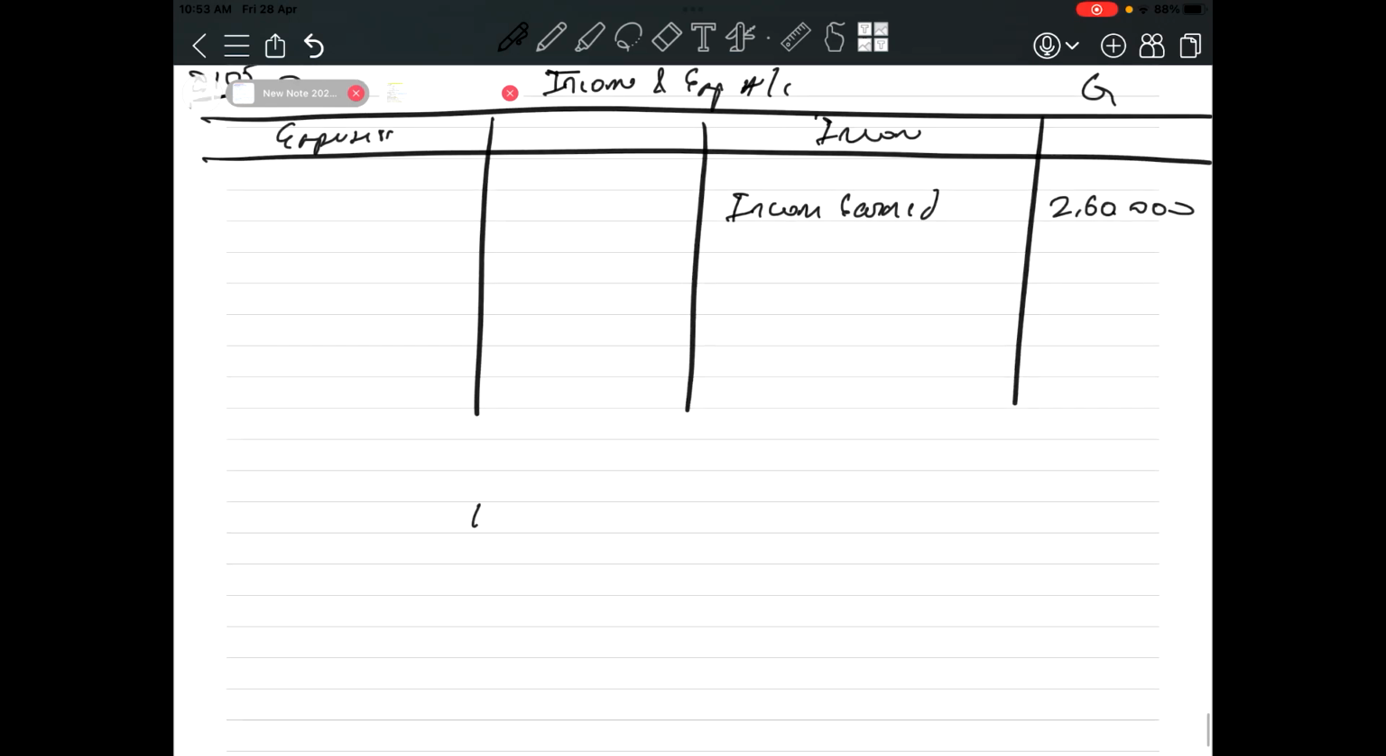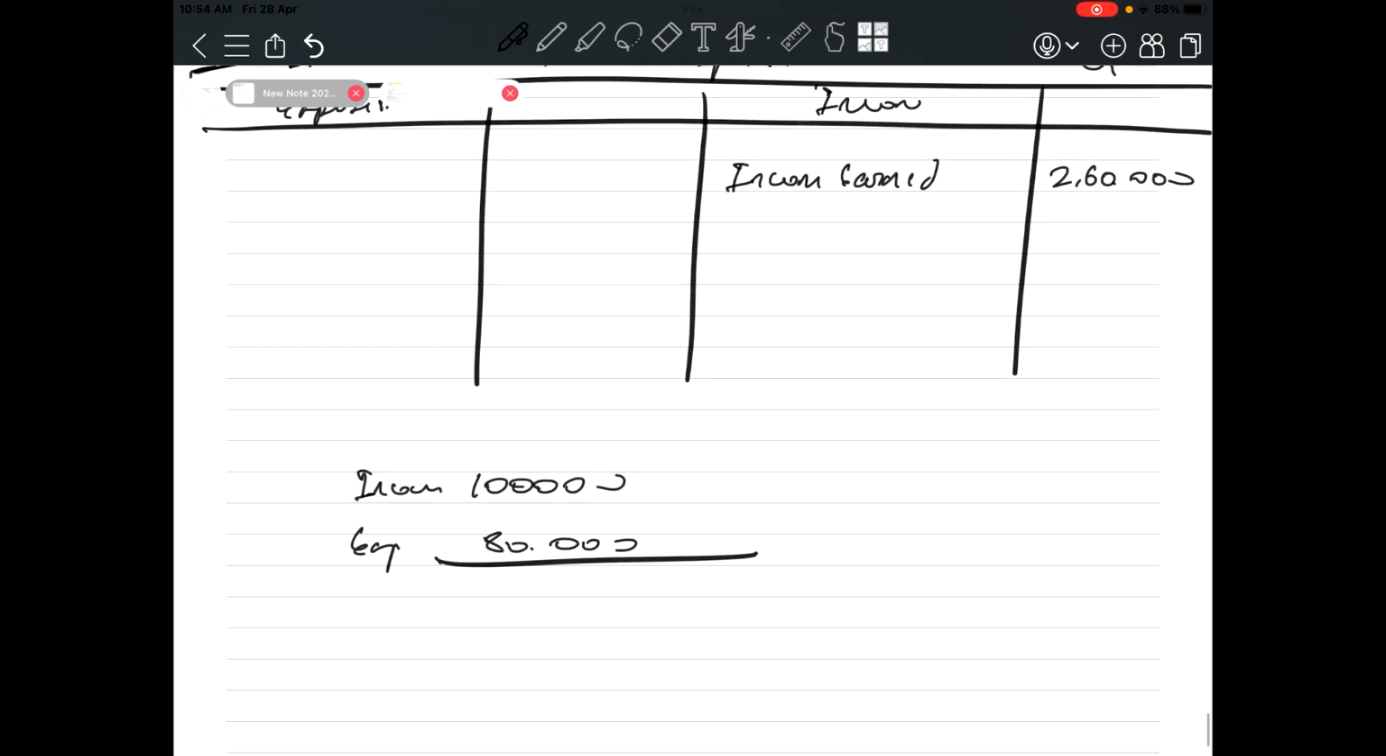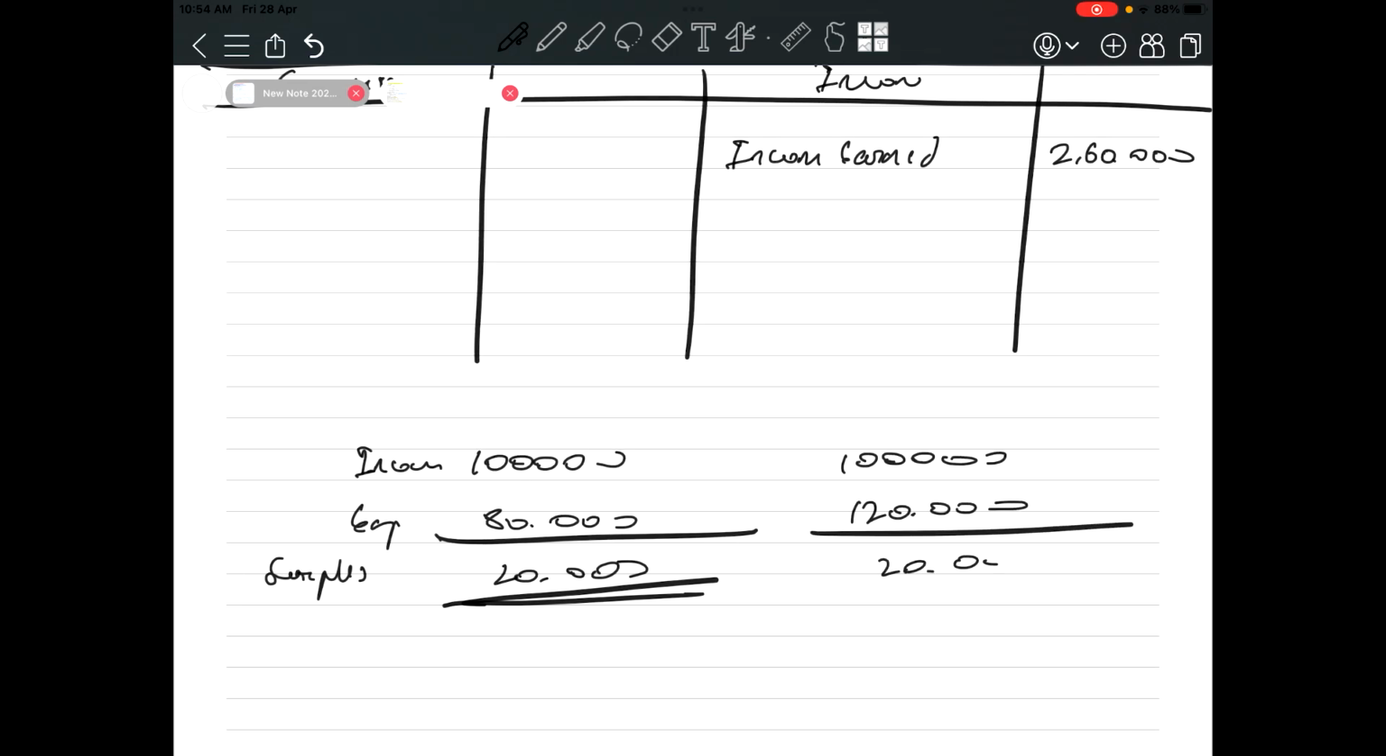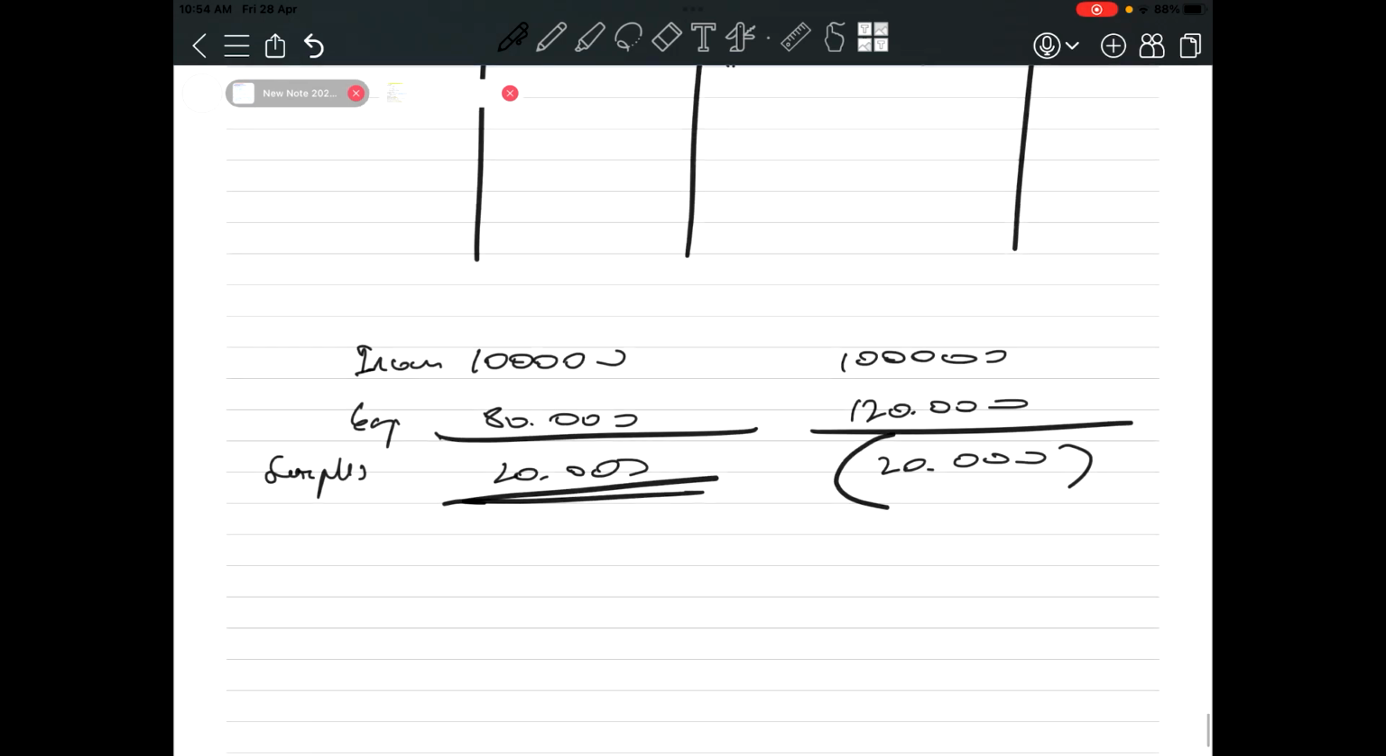Say, for example, income is 1 lakh rupees and the expenses are 80,000. What will be the profit? In case of profit oriented organizations, profit will be 20,000. But in case of NPO, we will not call it profit, we will call it surplus. Surplus money left, surplus income left. Similarly, if the income is 1 lakh rupees and the expense is 1,20,000, there will be a loss of 20,000, but in case of NPO, we will call it a deficit.